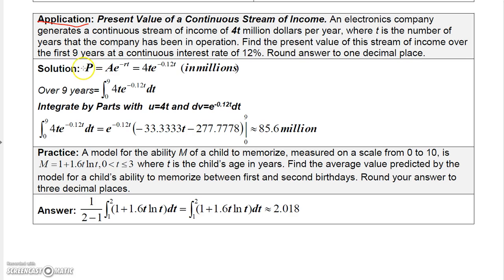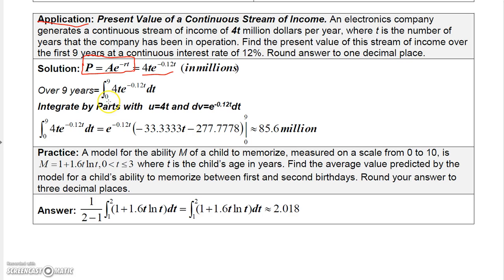Well, the solution is, remember, if we have continuous compounding, the principal can be calculated by the amount times e to the negative rt. But we know the amount of the income is 4t, because it's 4t in millions. So that's the amount. And then e to the negative rt, where r is 0.12. So now, if we integrate this over 9 years, we would integrate it from 0 to 9 using this function.